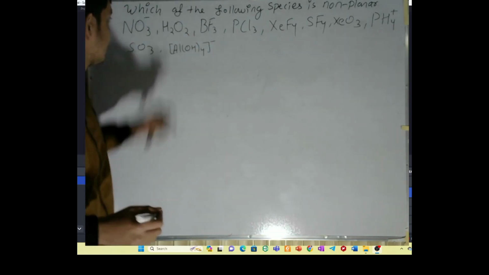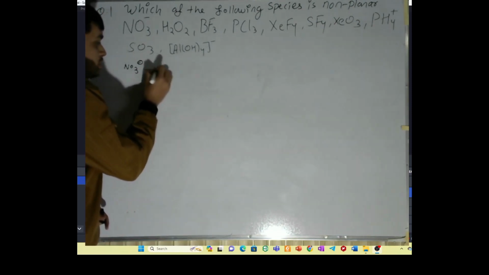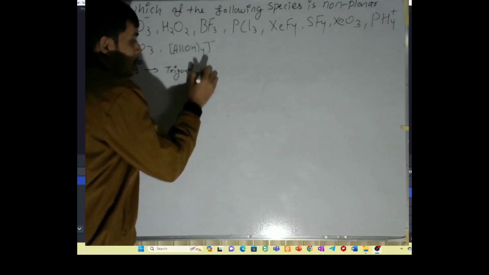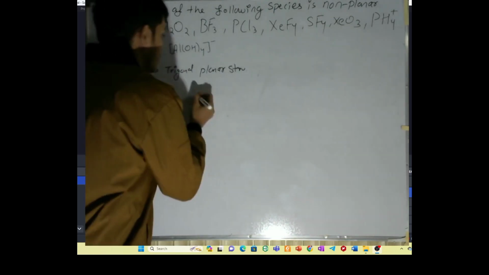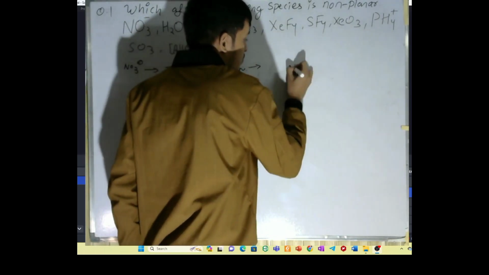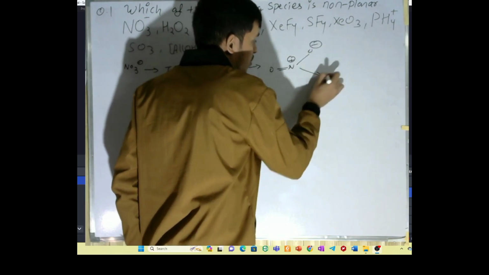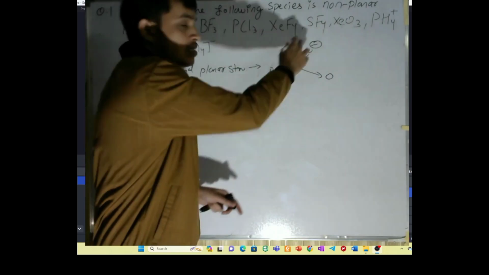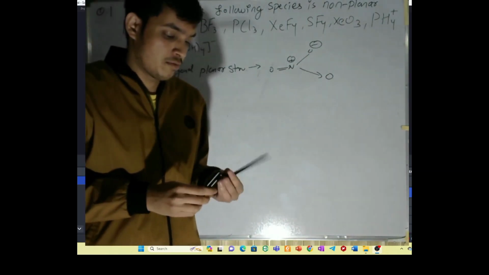Okay, so let's first take NO3 minus. NO3 minus has a trigonal planar structure. Its structure looks like this. Here all the atoms lie in one plane. I can show you with the help of this pen.